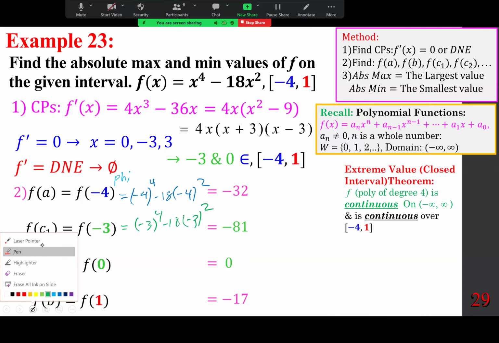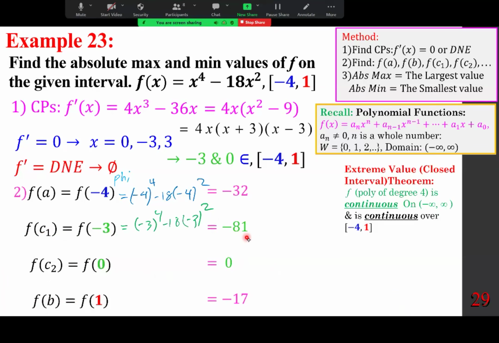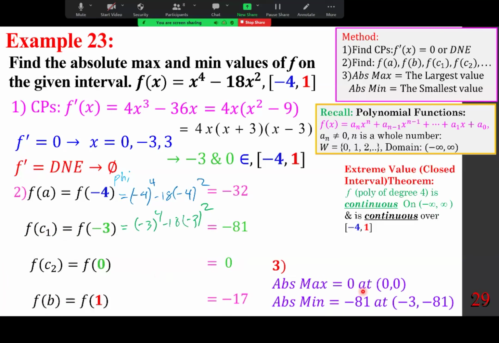As you can see, all numbers are negative except this one. So the absolute maximum is equal to 0 at this pair. Absolute minimum is equal to this at this pair. So absolute max is 0 at 0, 0. Absolute minimum is negative 81 at negative 3, negative 81.